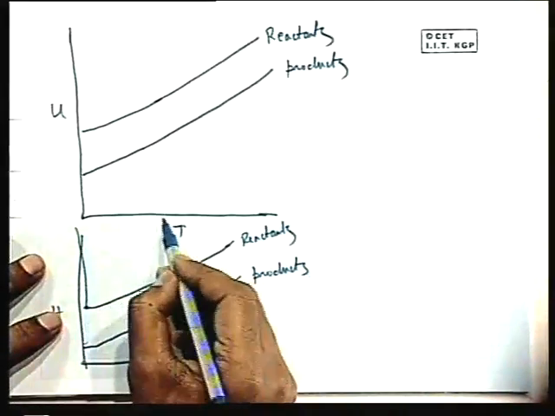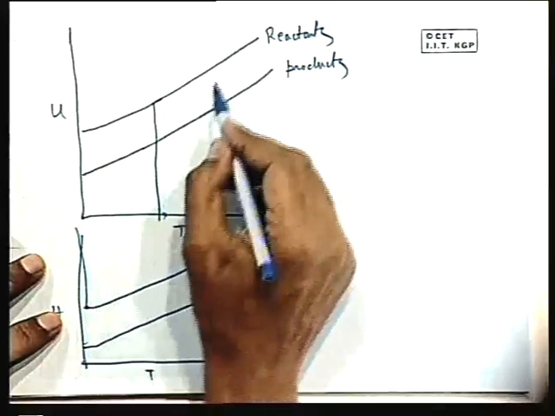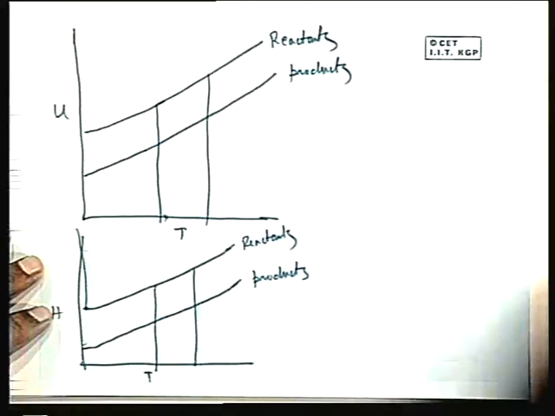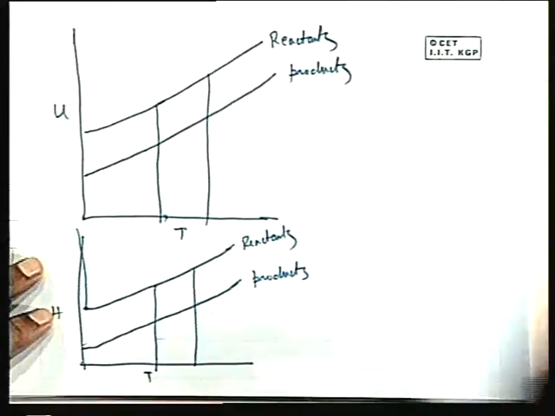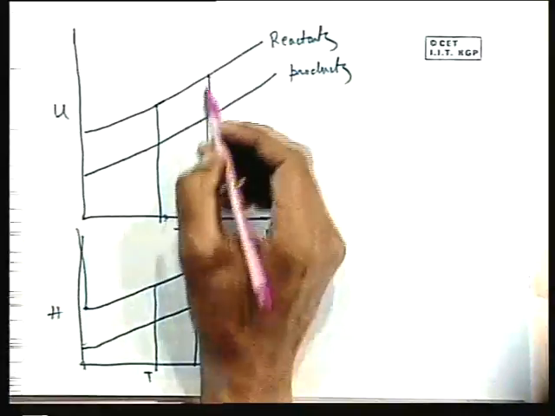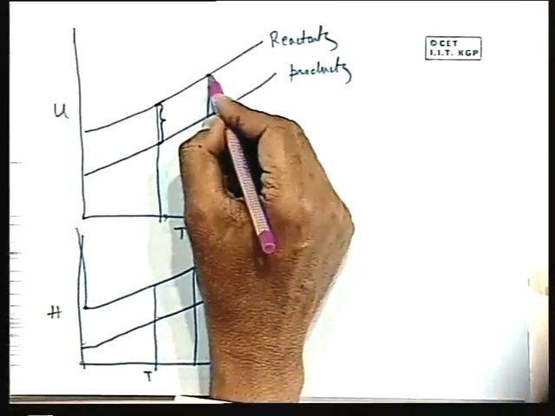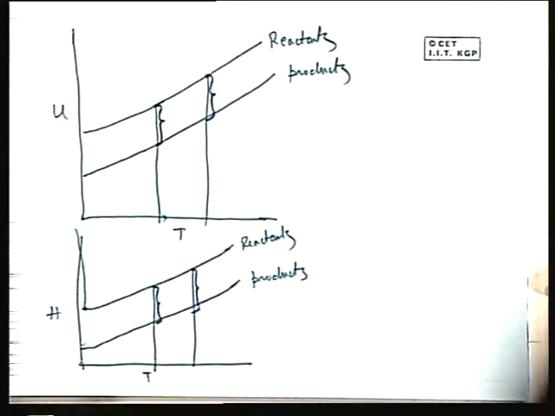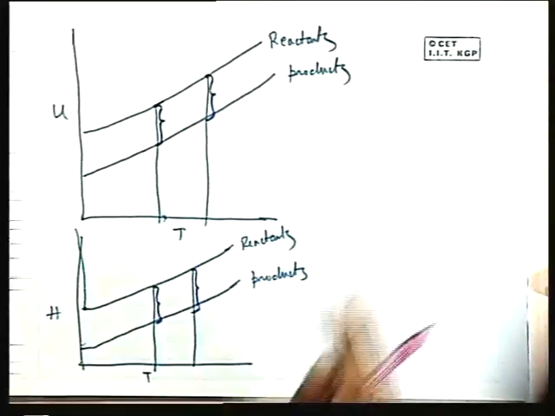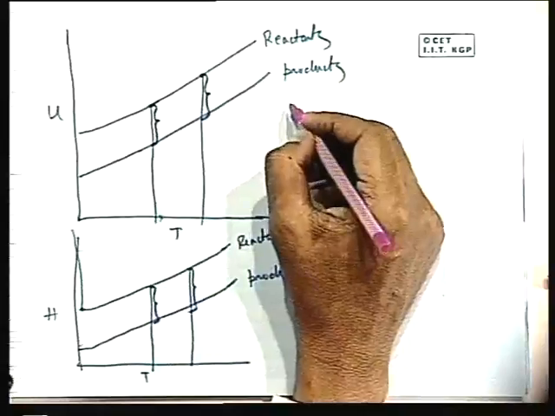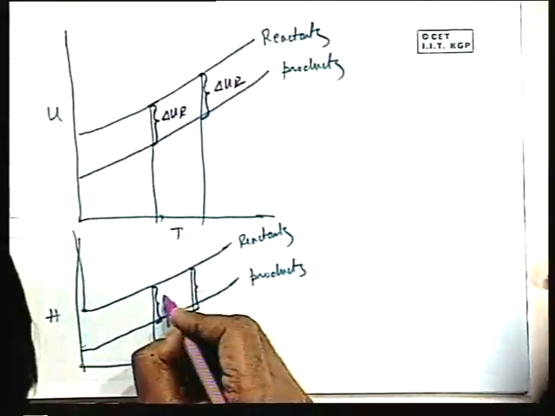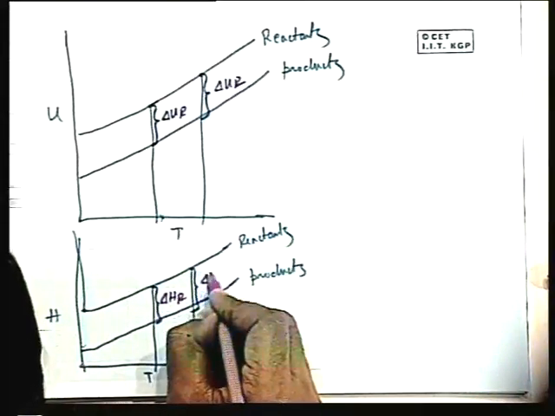So therefore you see at any temperature, if you draw a vertical line, the reactants and products do not reveal the same internal energy. Internal energy of the reactant is more than the product, and this intercept is the difference in the internal energy or the difference in the enthalpy, known as the internal energy and enthalpy of reaction. So we define these as delta UR and delta HR.